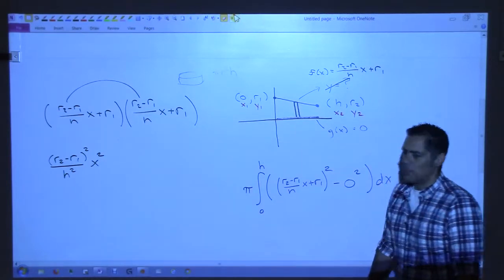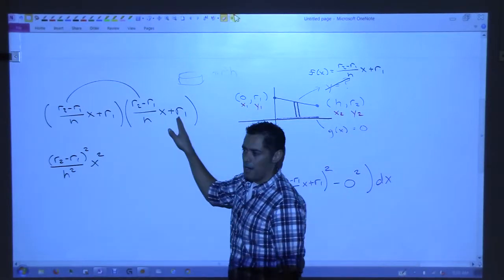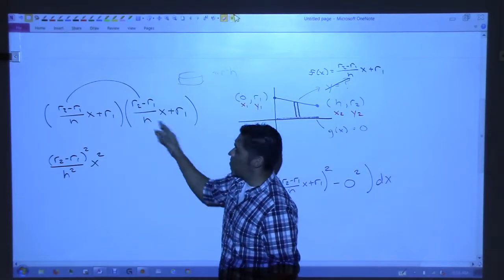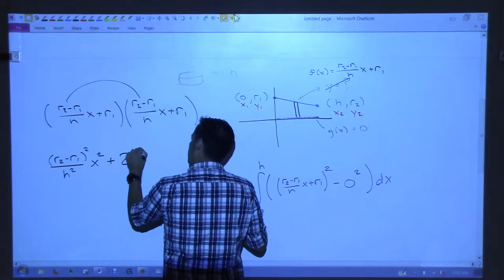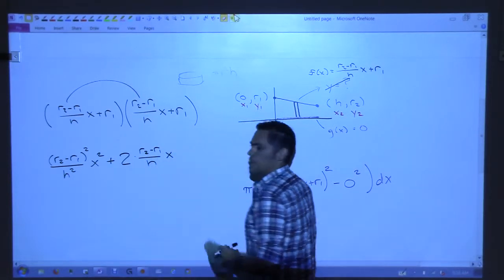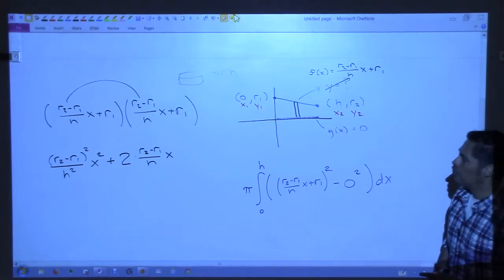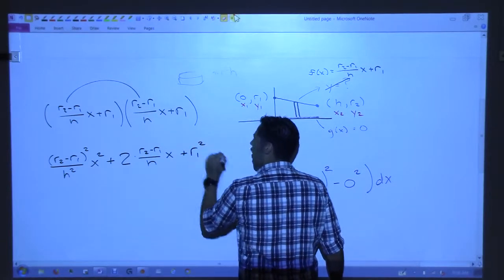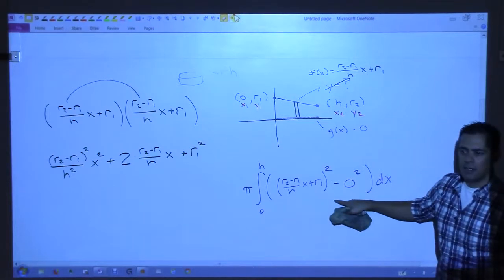Now what about our middle term? It's going to be this times this, right? And then we're going to have another one of those. This times this, so 2 of those. So we have 2 of the (R2 minus R1) over h times x. You follow? And then what's our last term? Plus R sub 1 squared? Okay, that's this thing expanded, right?